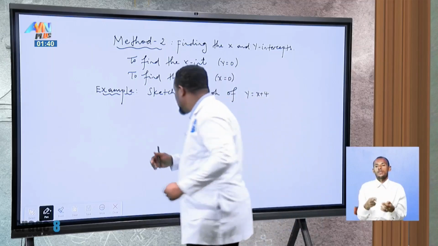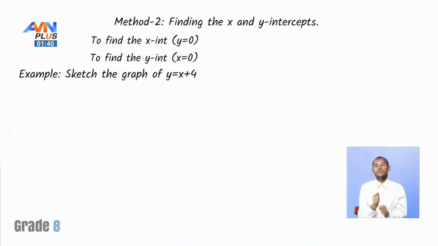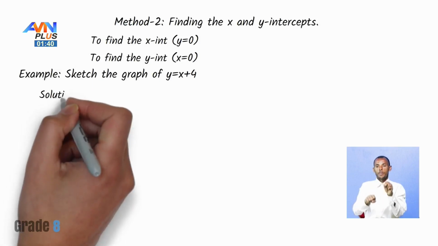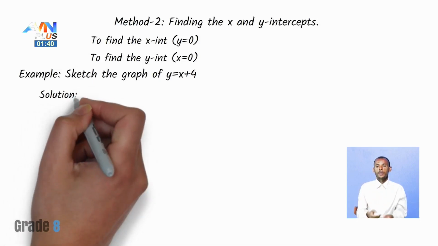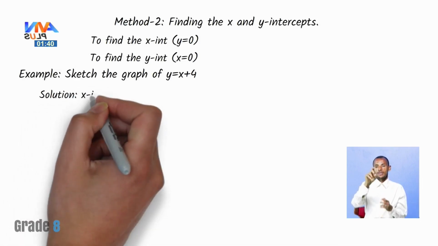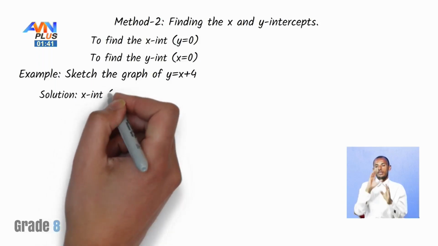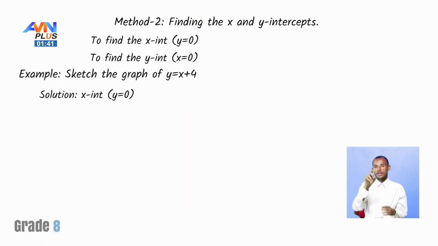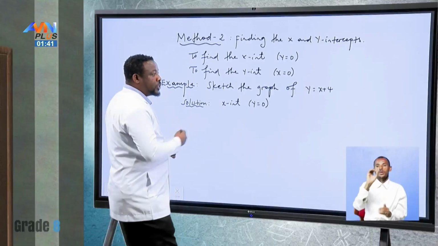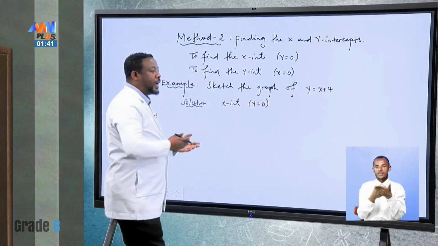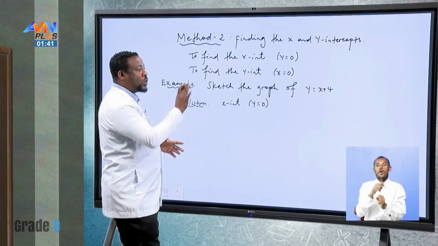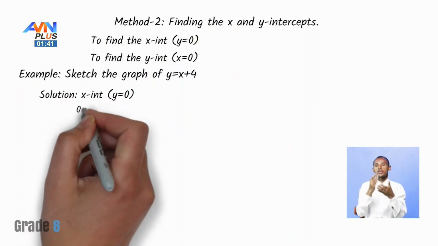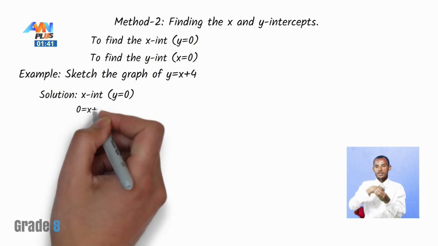So let's do it together. So let's calculate the x-intercept. To find the x-intercept, don't forget to put y is equal to 0 in the equation. So take this equation and make y is equal to 0, or substitute y is equal to 0 in the given equation. So 0 is equal to x plus 4.